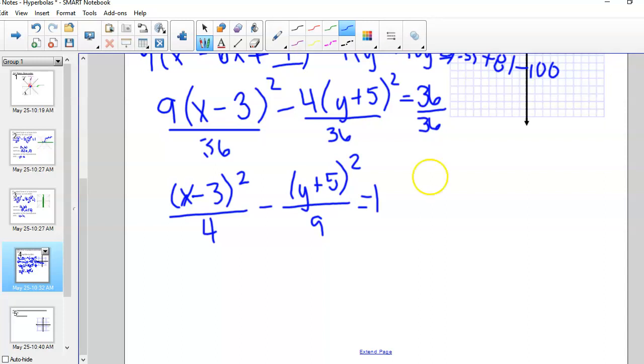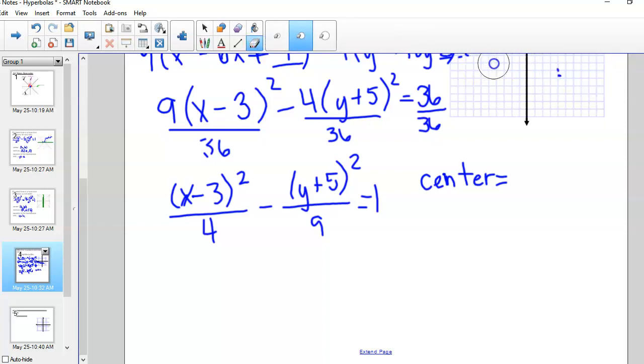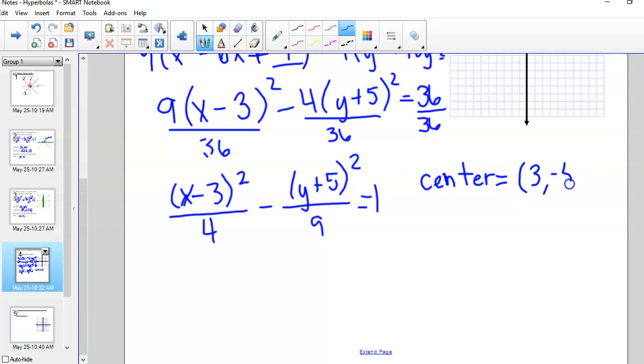Now, our center, we need to know that to be able to graph this. The only three things I'm going to require of you on the graphs of these is you need to be able to find the center, the vertices, and then know which direction this one opens. And let me erase this up here so I've got room to graph. All right, so our center in this case is at 3, -5.